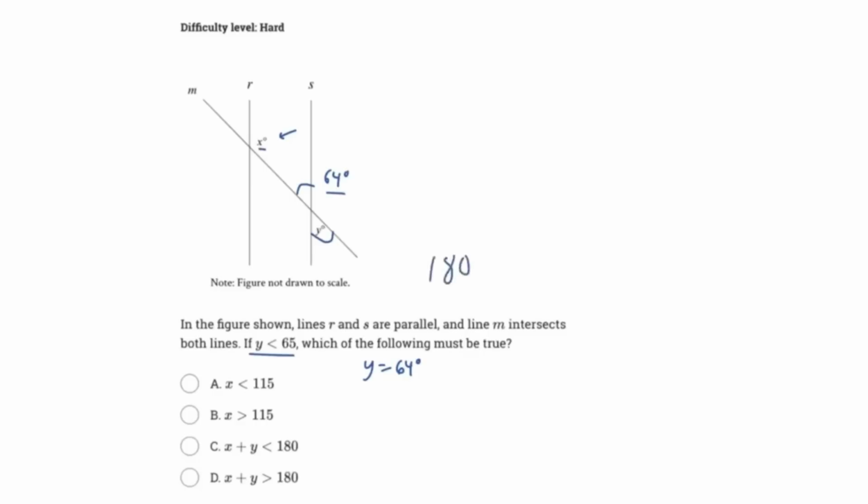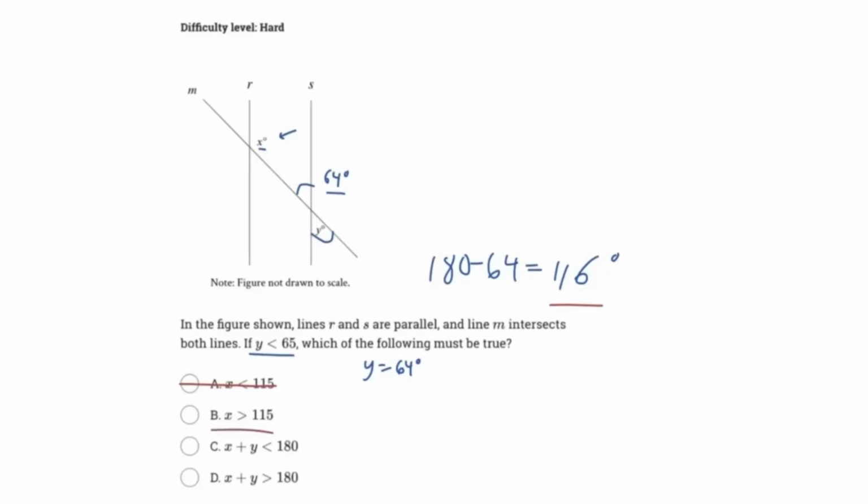So you get 180 minus 64, which gives us 116 degrees. An interesting note here is that 116 is greater than 115. So that does not add up with A, and therefore A is wrong. If we were to lower this angle, which we would have to, if we had like 64.99, we would end up getting something like 115.0001, right?